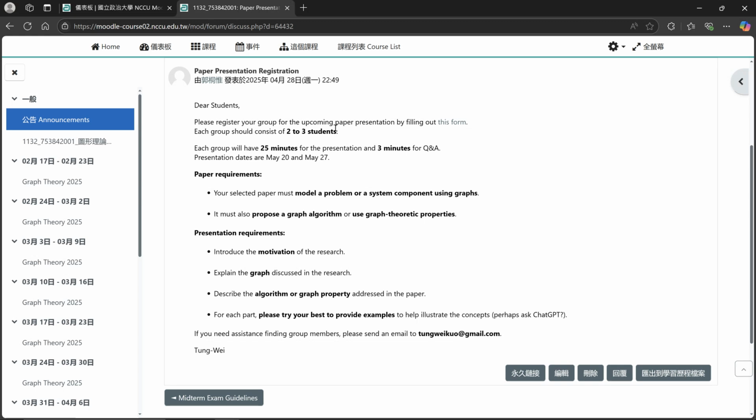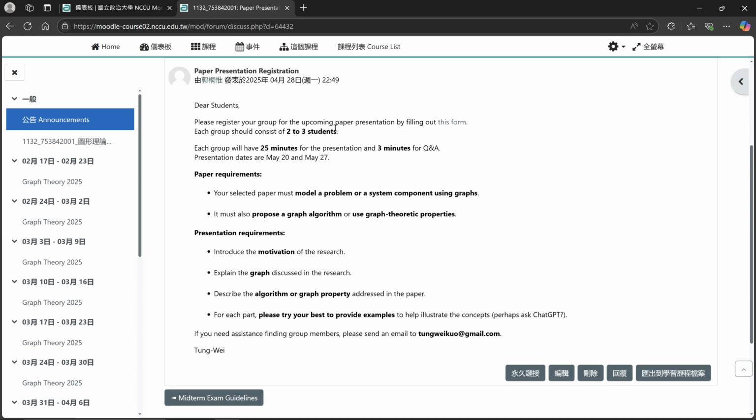So you have to choose a paper, obviously, related to graph theory. But I know that some of your research area is not about graph theory. But in many computer science area, you can find papers that use graph theory, for example, to model problems or to model some system components. Okay, so in your selected paper, you have to ensure that the paper models some problem or system component using graph theory terminology. And also, the paper should contain some algorithm or graph theoretical property, okay?